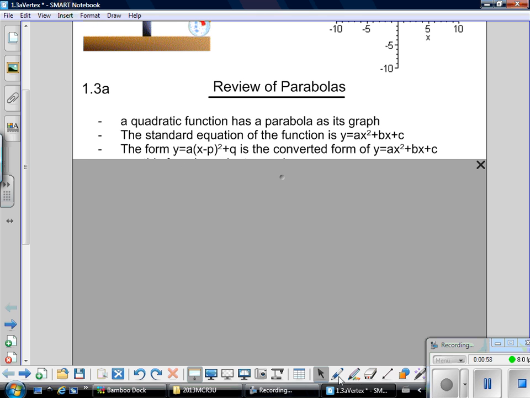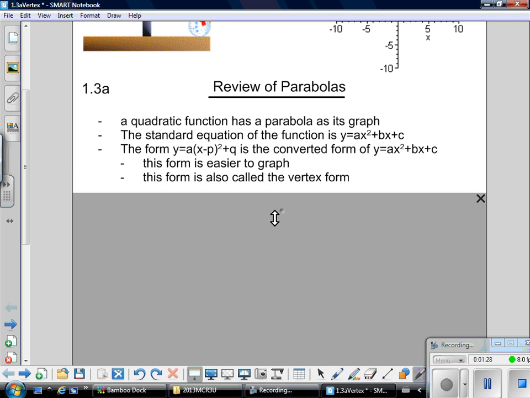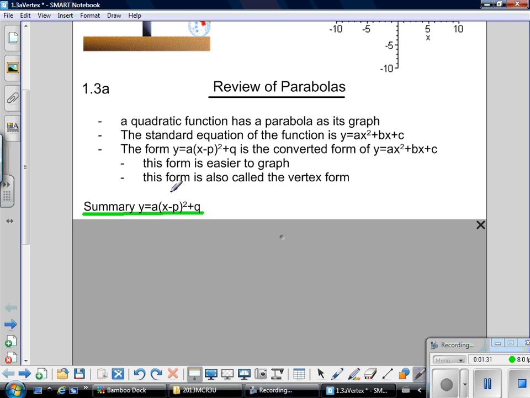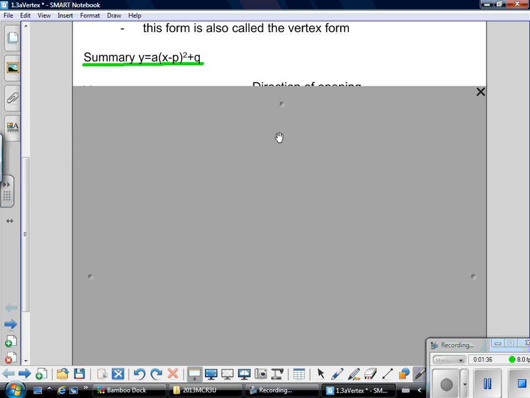Now, depending on what textbook you used last year, this p and this q could be h and k. It really depends on the textbook which it is, okay? It doesn't matter so much what letter it is, but actually the location. And this vertex form is the converted form of the standard form. It's an easier form to graph and it's called the vertex form, as I already have told you. So let's look at the summary of this. Again, this is something that you did a lot of last year.